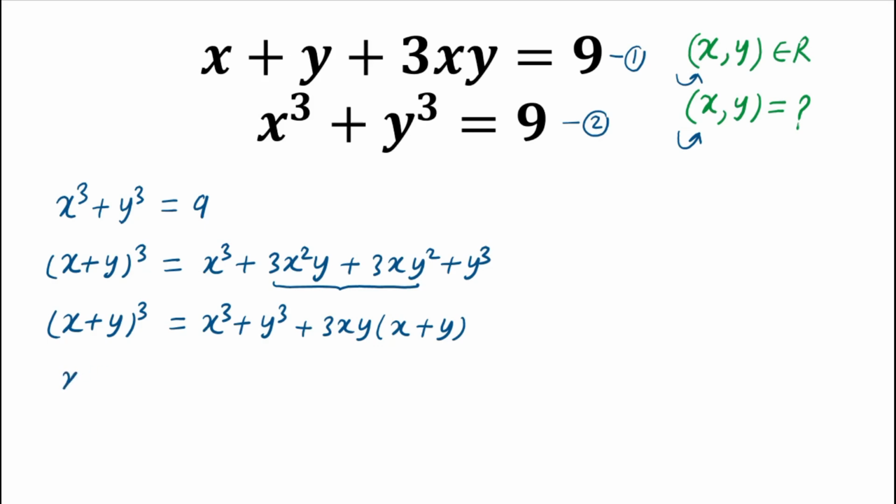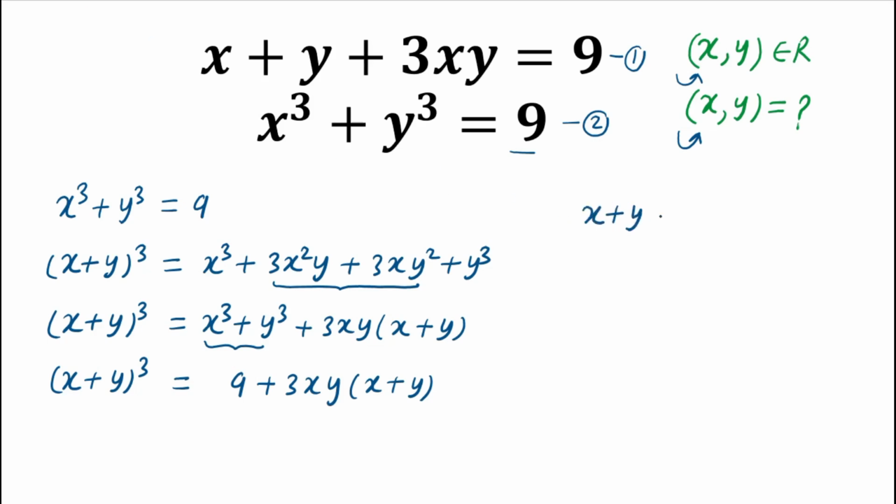Now (x plus y) whole cube equals x cube plus y cube, and we know the value of x cube plus y cube is 9, so this expression is replaced by 9 plus 3xy multiplied by (x plus y). Now equation number first is x plus y plus 3xy equals 9.